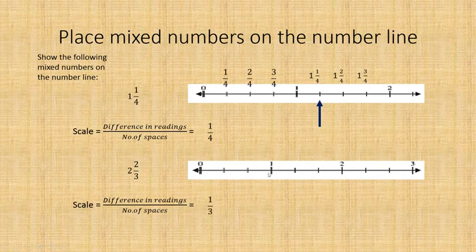1, 2, and 3. So it's 1 over 3. So let's put it here. 1 over 3, 2 over 3, and then 1. 3 over 3, it's one whole.